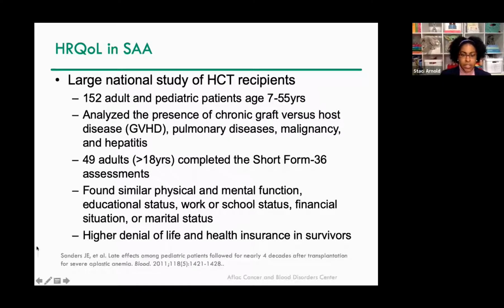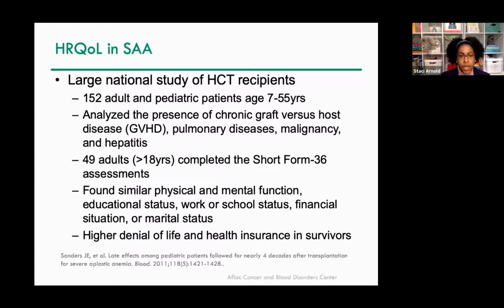Then there was another study in 2011 that looked at multiple different centers across the country, and again had 152 patients, both adult and pediatrics, again a broader age range of 7 to 55 years. And they first analyzed some conditions that can certainly impact your quality of life, like the presence of chronic graft versus host disease, or GVHD, lung diseases, the development of malignancy or cancers, and hepatitis, or inflammation or infection of the liver.